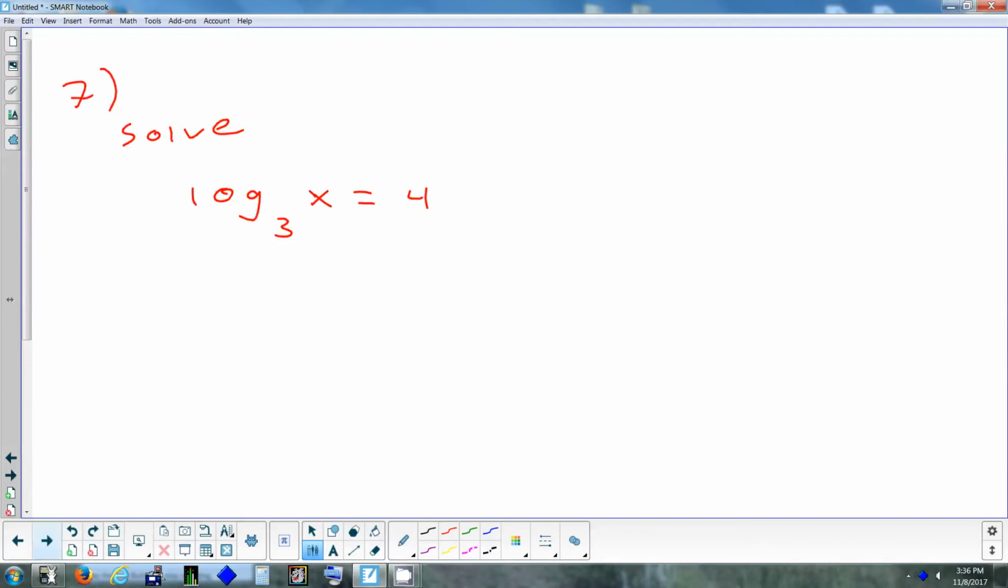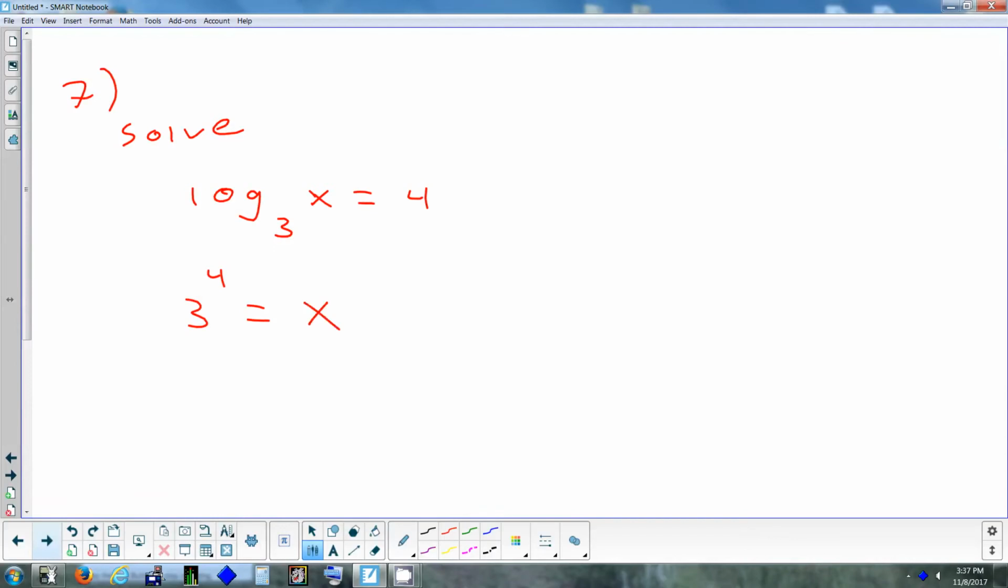All right, so I'm going to start off the same way. Is that a log equation or exponential? Log, yep. So let's rewrite it as an exponential and see what we have to do from there. Rebecca, what's my base here? 3. Yep, 3. And the exponent? 4. And the only thing you haven't used? X.